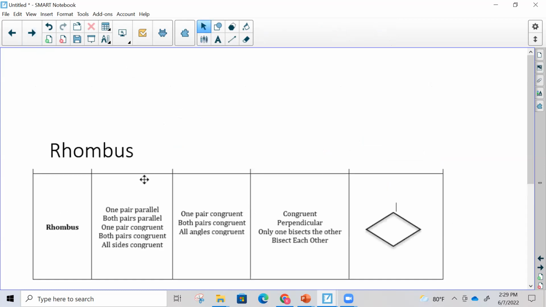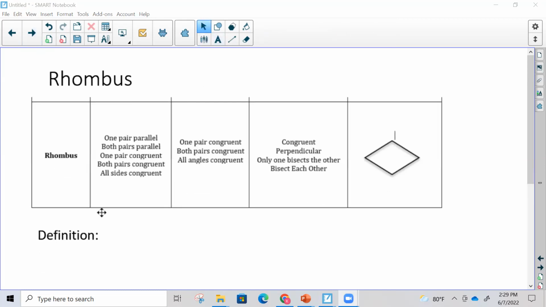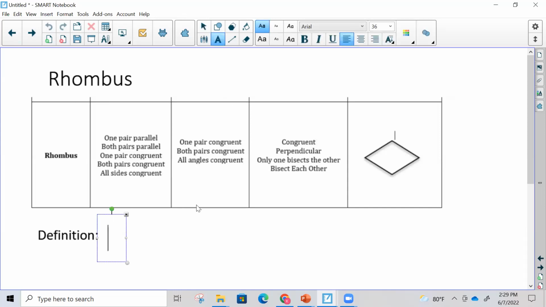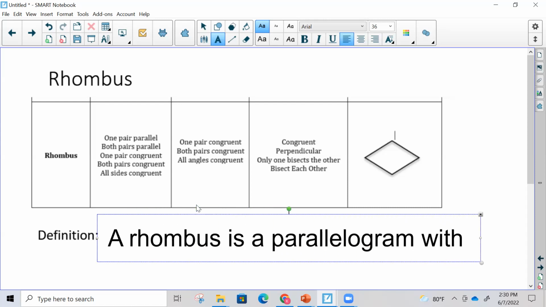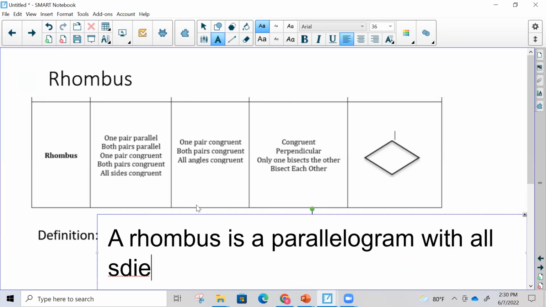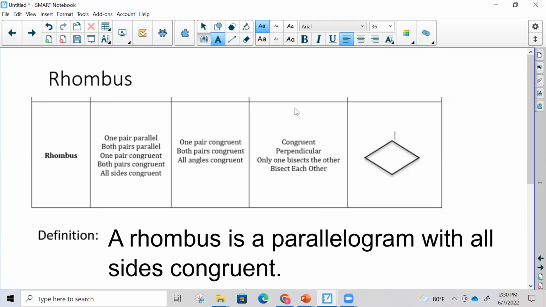Okay, then we have a rhombus. So a rhombus is another type of parallelogram. You often think of it as a diamond, but a rhombus is a parallelogram with all sides congruent, or all sides equal. So when we show a rhombus, generally the basic markings is we put 4 equal tick marks on all the sides to show that they are congruent.